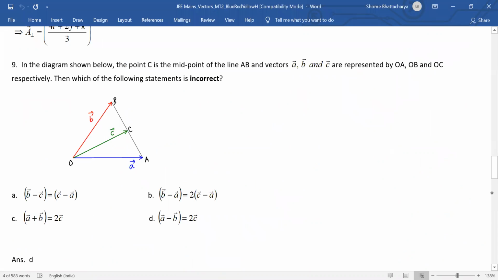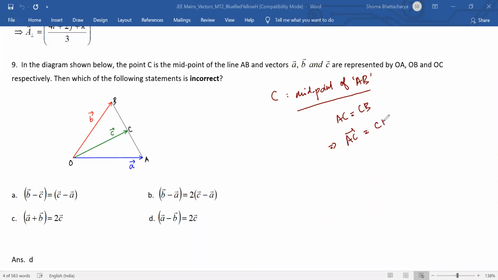Now, this was a slightly tricky question, so let me explain to you. Look at what is happening in this particular question. It's given to us that C is the midpoint of the line AB. That means AC is equal to CB. Which also means that because it's along a straight line, the vector AC is equal to the vector CB.